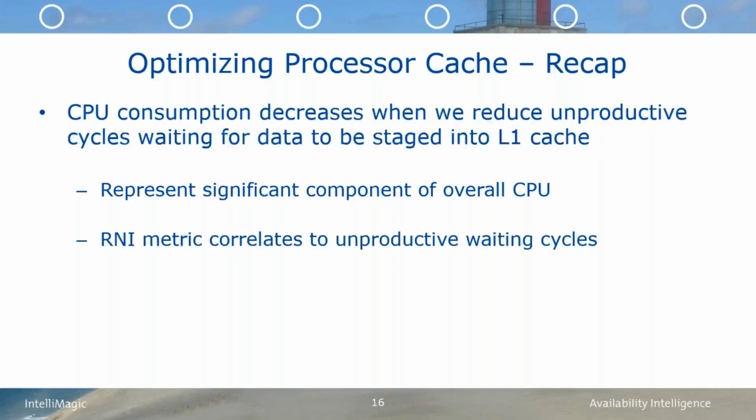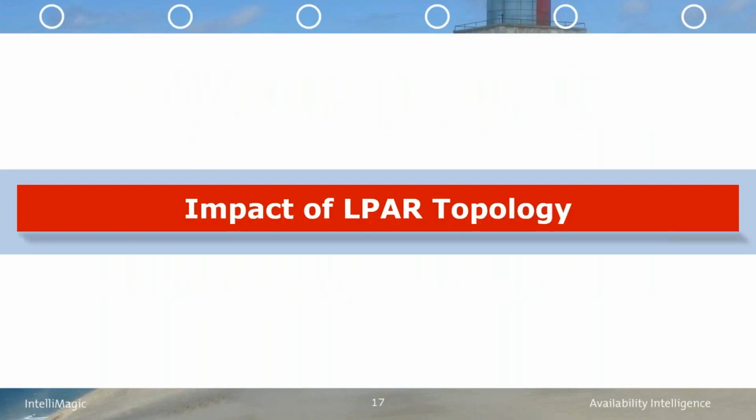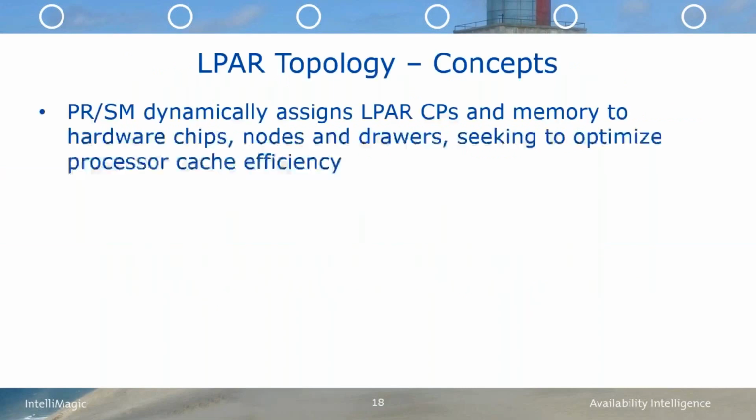Fortunately, our mainframe world is very metric rich. We have access to the RNI metric that correlates to those unproductive waiting cycles. Reducing RNI reduces CPU and thus MLC software expense. And optimizing processor cache can have a particularly big payoff on z13 processors, which are more dependent than ever before on effective cache utilization. So now we'll turn our attention to the significant impact LPAR topology can have on RNI.